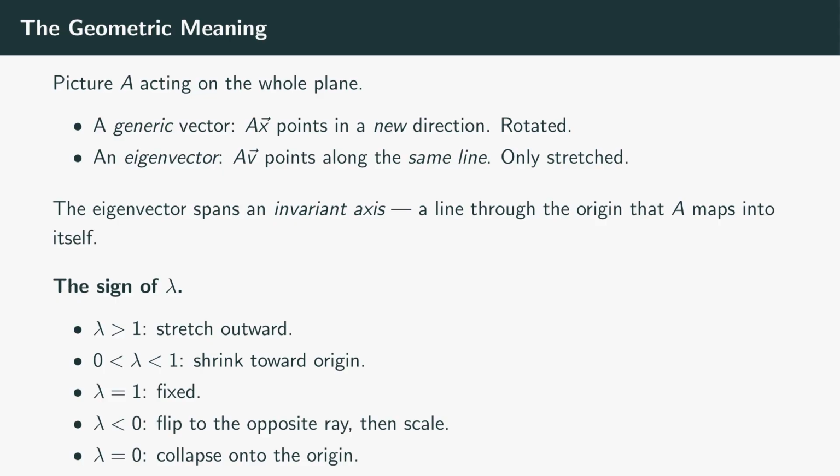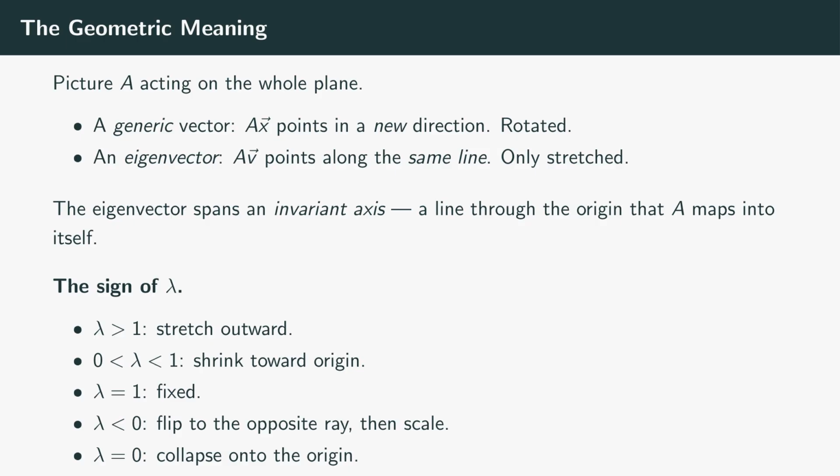Now the geometry, which is where eigenvectors become unforgettable. Imagine the matrix A acting on every vector in the plane at once. Take a generic vector x. When you apply A, the output A times x points in a new direction. It has been swung around to a different heading. That is the normal behavior: almost every vector gets rotated.